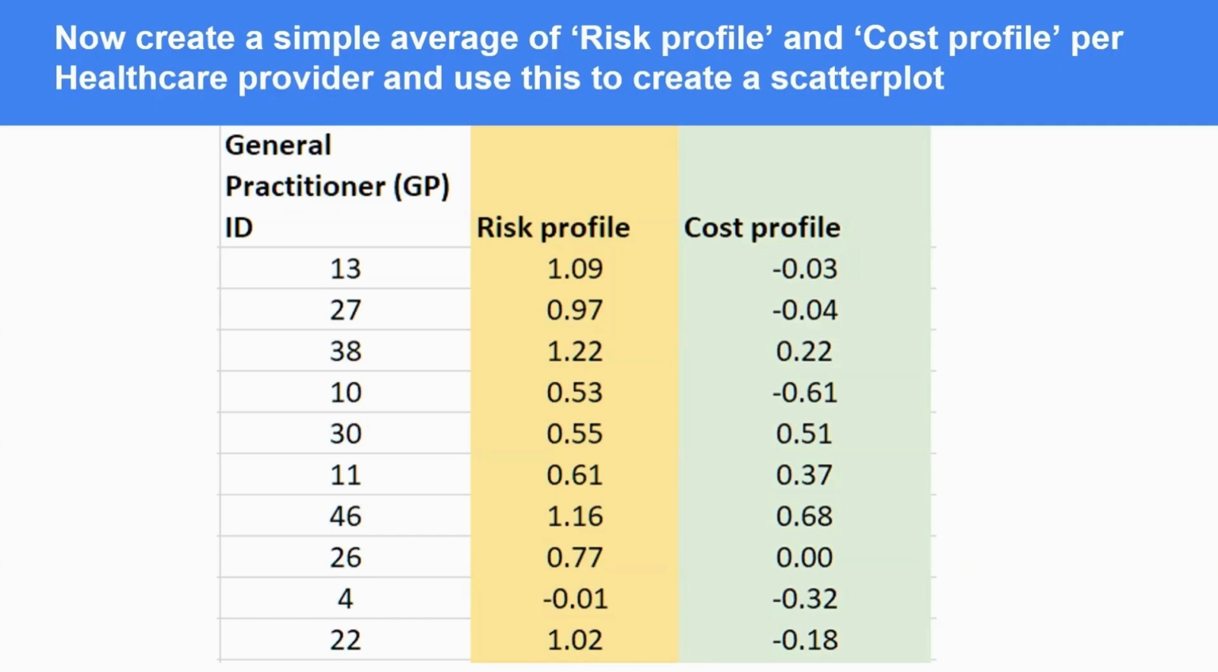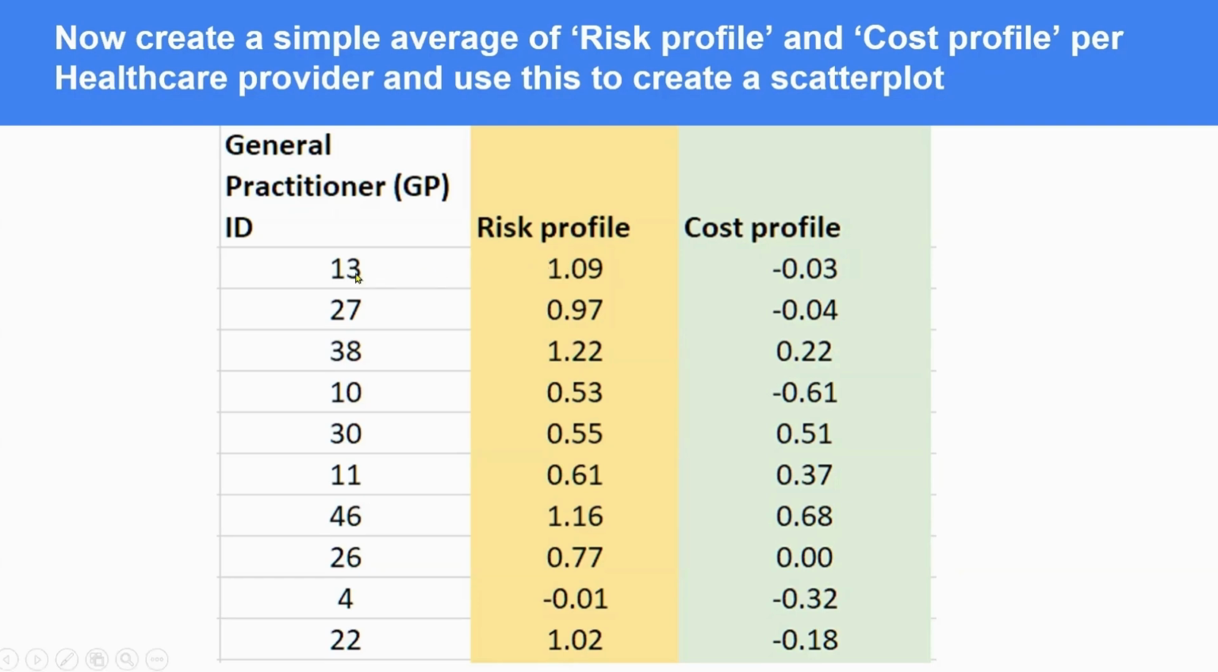Next, we calculate the average of risk profile and cost profile for each healthcare provider. This involves averaging the standardized value for each profile, creating two new columns in our dataset. For simplicity, we will ignore the hospital admission metric for now. These averages provide a summary measure of each GP's performance relative to their peers.